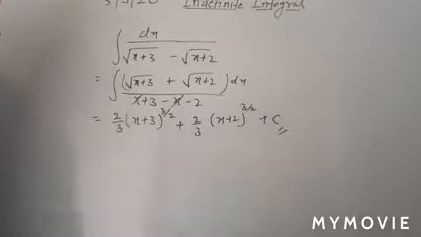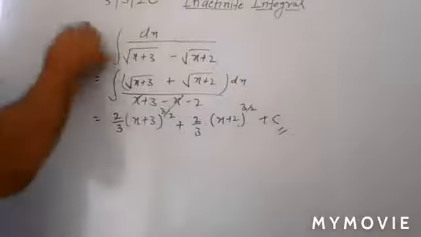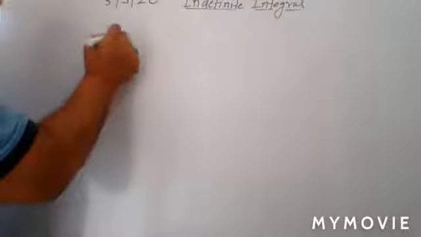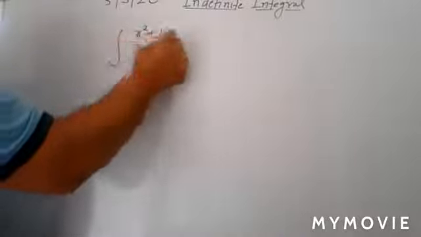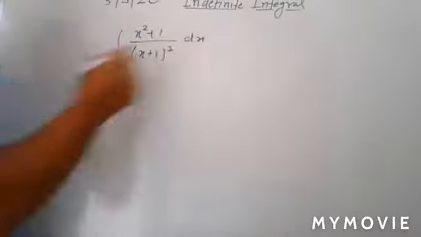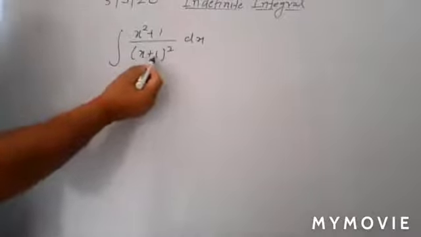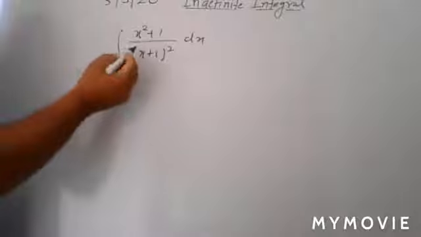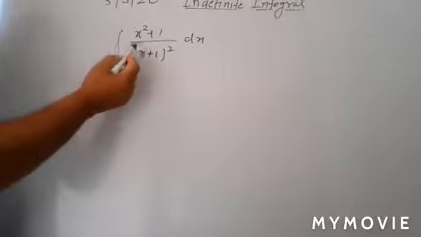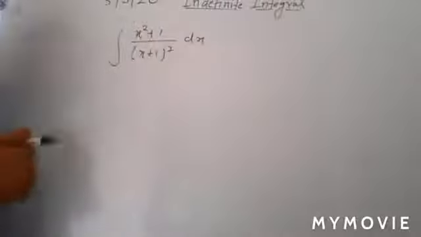Understand? For the same type of question, I give you one which was asked in 2006. Here you have the function (x square plus 1) upon (x plus 1) whole square, dx. If you simplify this, you see that the degree of numerator and denominator are both the same. x square means 2 degree in numerator and denominator. So first of all you try to divide it.